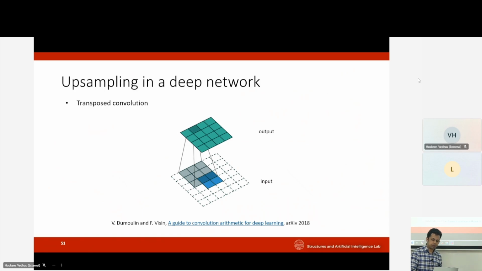So how do you upsample in a deep network? There are different ways you can do this. One common way is a transposed convolution. You can do this with zero padding, or you can do it with dilated convolution. If you're doing it with zero padding, then you're just adding zeros around the image, and then you're doing this sort of convolution, and you're getting an output that is bigger in size than the input.